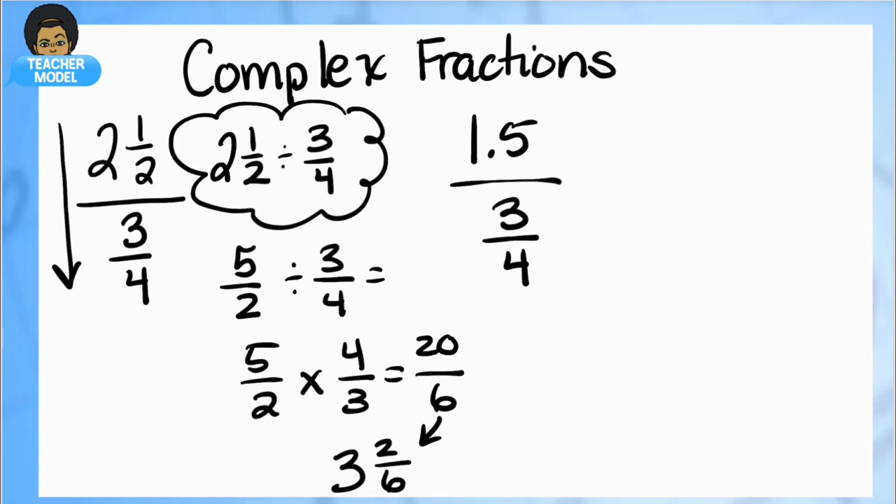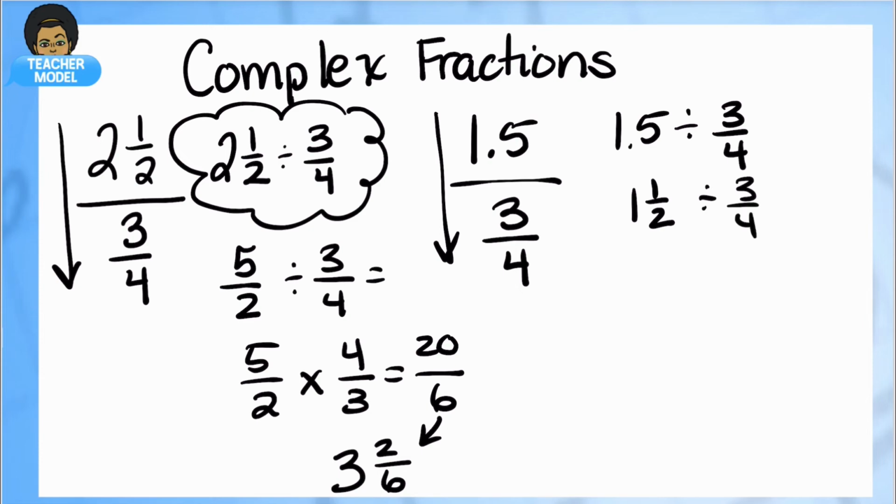And same thing with the one on the right. Read it from top to bottom. We have 1 5/10 divided by 3/4. And just decide, do you want them both to be fractions or both to be decimals? If you want them both to be fractions, then just change it to a fraction. 1.5 divided by 3/4. And you're going to do the same problem, the same process.